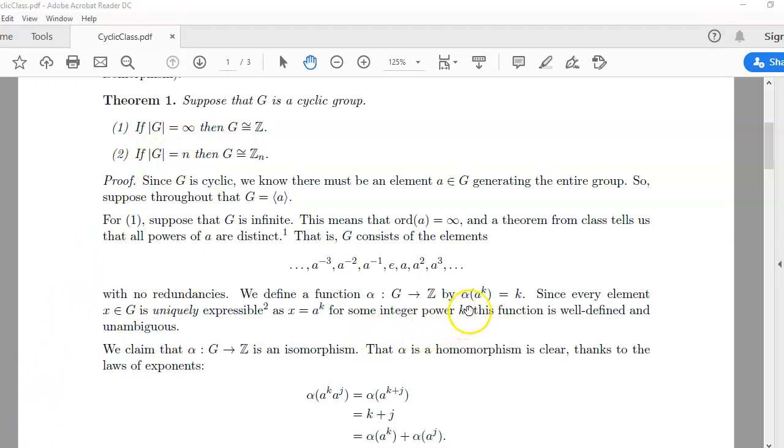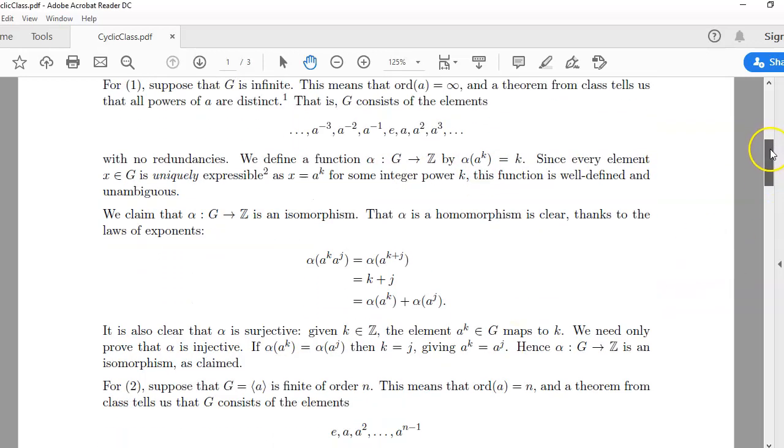So by taking my element a to the k and just writing it with its exponent only, that's my integer, and that's going to be my isomorphism, but I need to prove that this is an isomorphism. That means I need to prove that my alpha is a homomorphism, and that it is 1-to-1, and that it is onto. Right? The fact that alpha is a homomorphism is clear because that's just the law of exponents.